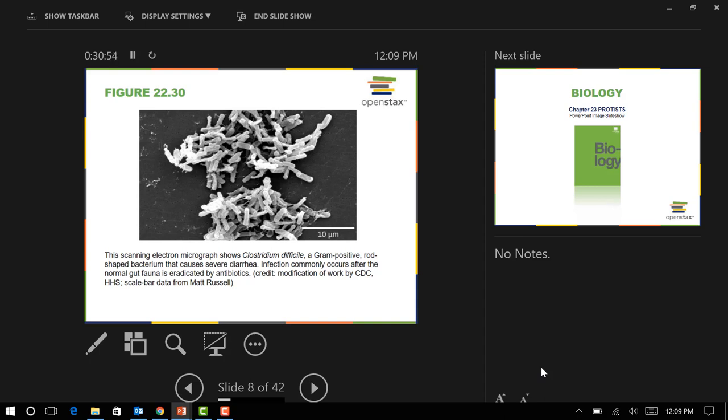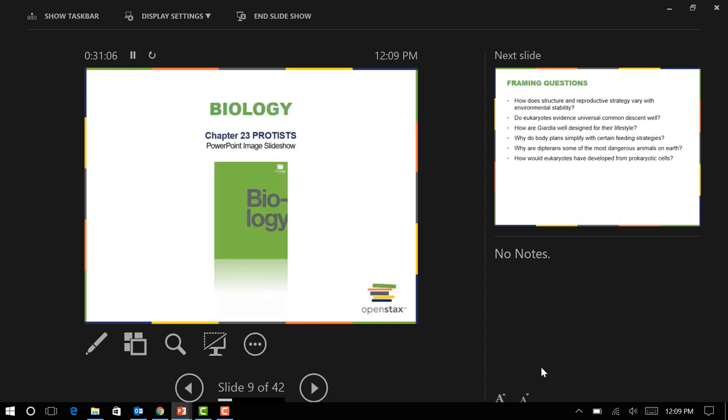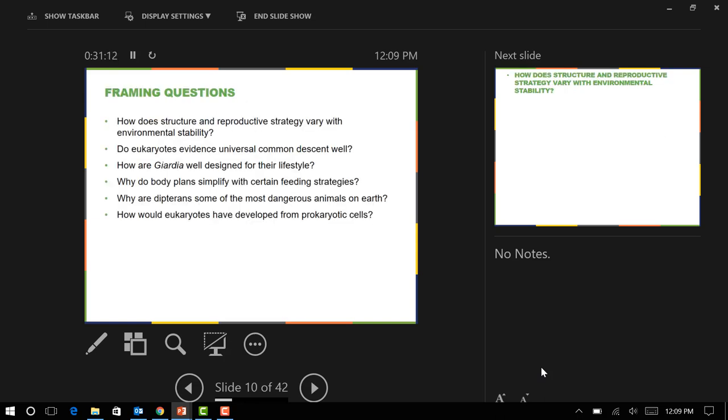Chapter 23, dealing with protists. Here are the framing questions. There are six of them, like there were in the previous chapter. How does the structure and reproductive strategy vary with environmental stability? Do eukaryotes evidence universal common descent well? How are Giardia well designed for their lifestyle? That's about the three we'll be able to get through today, and I don't even know if we'll get to that third one, so we'll come back to the latter three on Wednesday. So this first one, how does structure and reproductive strategy vary with environmental stability?